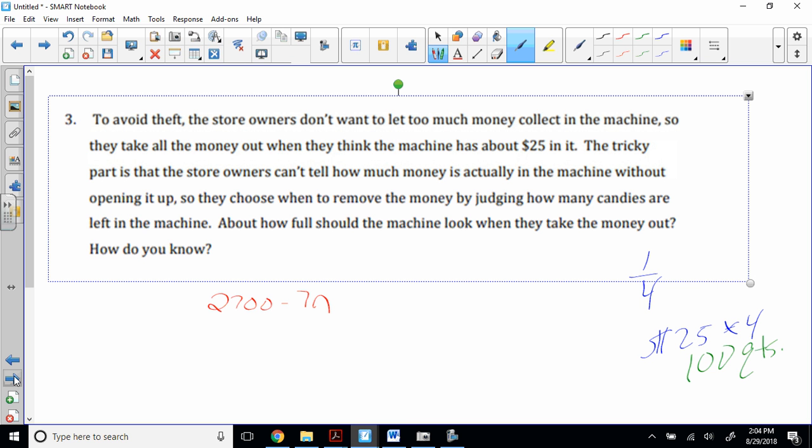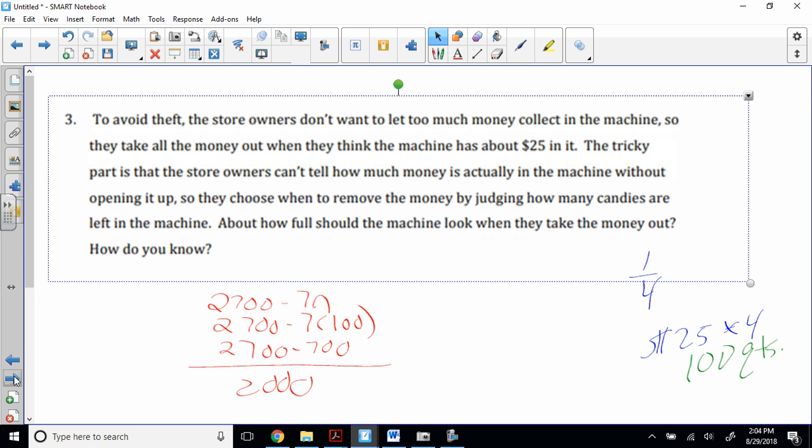So we're going to do it. I know 700 is the same as that, but you got to show how you got there, right? That's 2,000 candies, right? $25 is 2,000 candies still left in that machine. So how could it be a quarter? Is it, you said quarter empty or quarter full? Quarter empty. Is that correct or not?